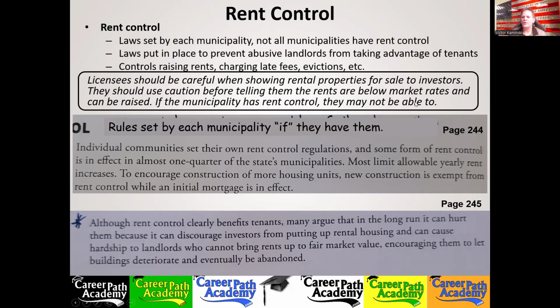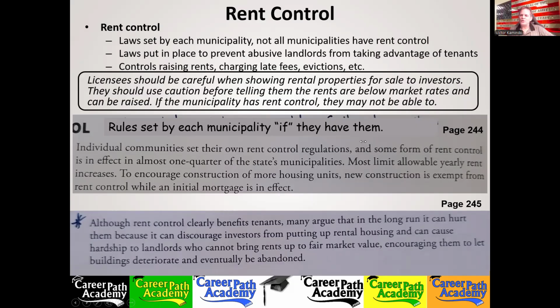But we all know the road to hell is paved with the best of intentions, right? So licensees should be careful when showing rental properties for sale to investors. They should use caution before telling them that the rents are below market rates and can be raised. If the municipality has rent control, they may not be able to, and that's why those people are probably selling this investment property because they're not able to raise the rents in line with the costs of maintaining these properties over time.